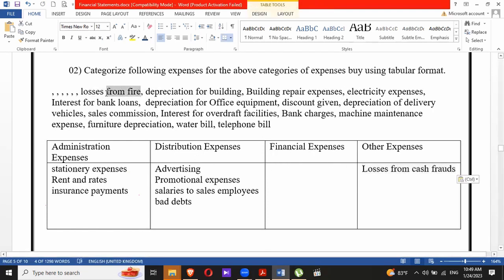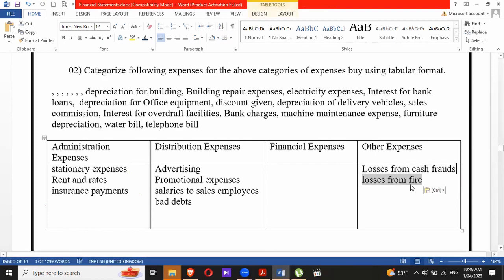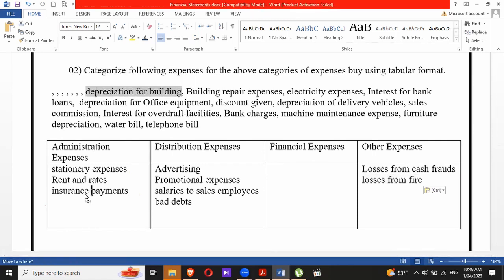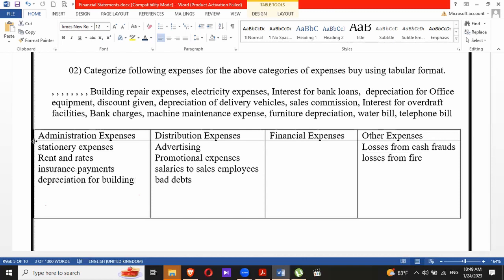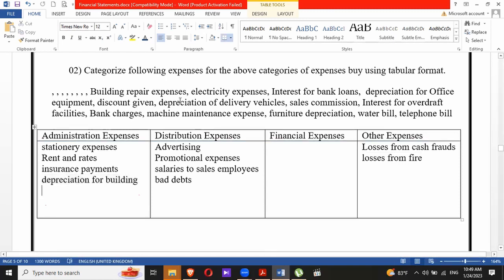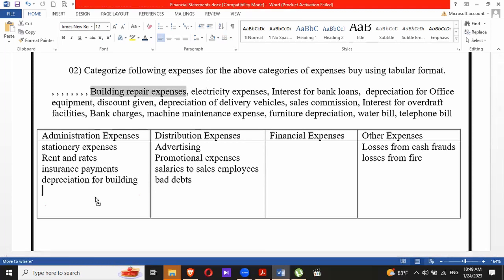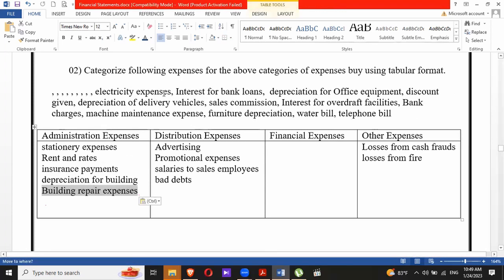Losses from fire, same. Can't classify it under any other category. So we have to classify it under other. Depreciation for building. Building means general administration purpose. So depreciation also comes under administration. Next one, building repair expenses. Building related expenses come under administration.